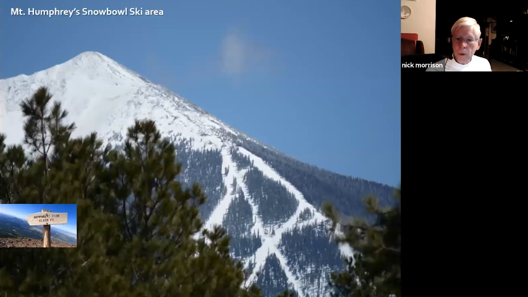That's up in northern Arizona. That's Humphreys Peak. That's the highest point. It's 12,600 feet. That's a nice hike to do in the summertime, and it's a ski area in the winter.